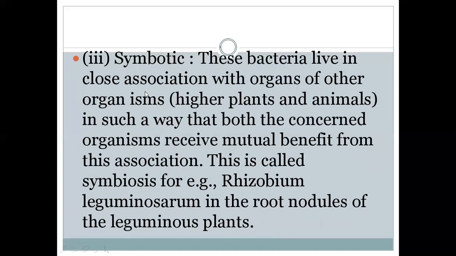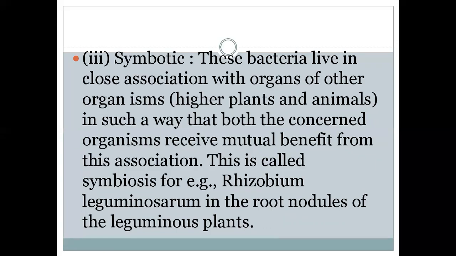Next is symbiotic. Symbiotic means living together. Sym means together, bio means life. So these bacteria live in close association with organs of other organisms, for example higher plants and animals, in such a way that both the concerned organisms receive mutual benefit from their association. This is called symbiosis. Here, two organisms live together and derive benefit from each other. That is why they can survive together. For example, the microorganisms get associated with animals or higher plants.